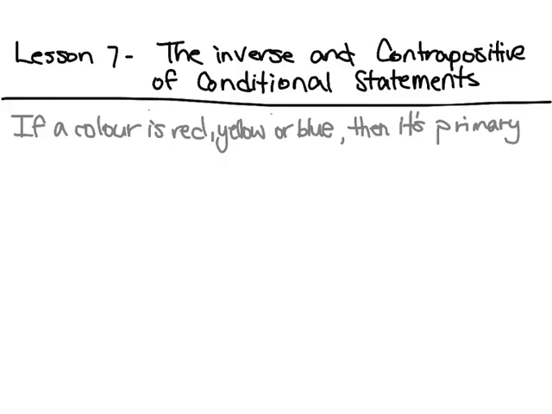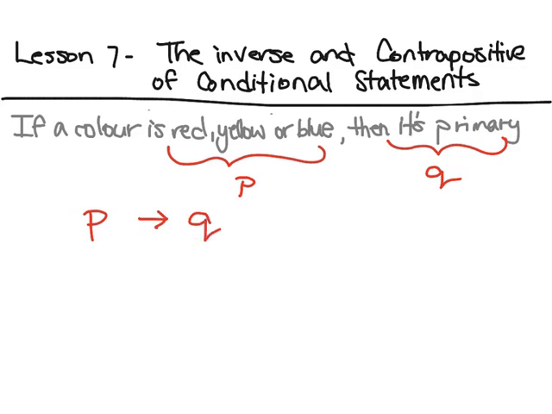Example 3. If a color is red, yellow, or blue, then it is a primary color. So this is P, this is Q. Primary is our Q, red, yellow, blue is our P. So our conditional statement, P, then Q. We know that P is true because it's telling us if it's red, yellow, or blue, then it is a primary color. That's true. Red, yellow, and blue are all primary. So our conditional statement is true.